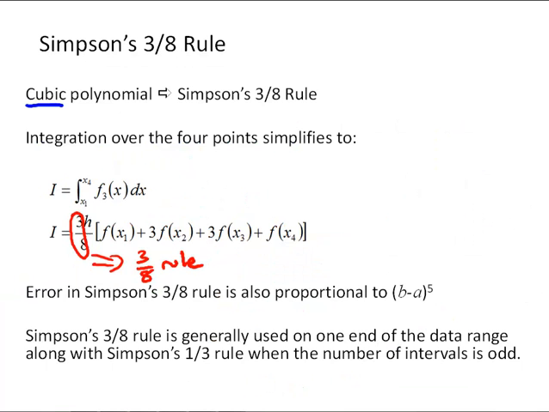So looking at Simpson's 3/8 rule, we would integrate a cubic polynomial over 4 points, and the end result has 3/8, and the internal points are each weighted by 3. And again, that just results from the integration.